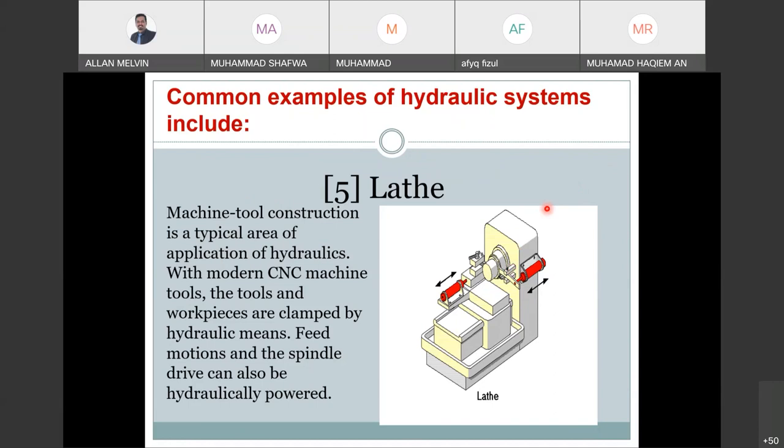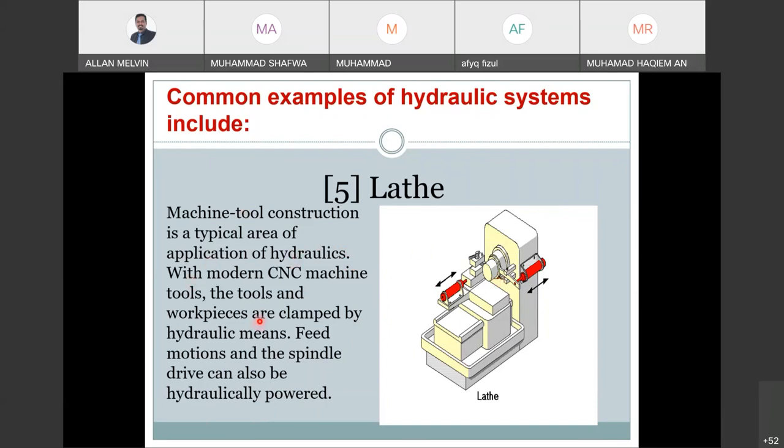I don't know whether you all have learned lathe and also milling in engineering skills. Have you? Yes sir. You need to work with your workpiece to design something that you desire. So the lathe machine also uses the same thing. You use hydraulics. That's why you apply a smaller force, it can do a lot of job.